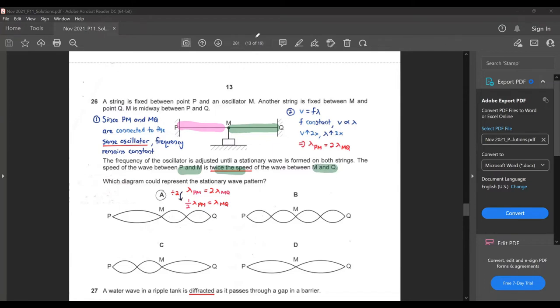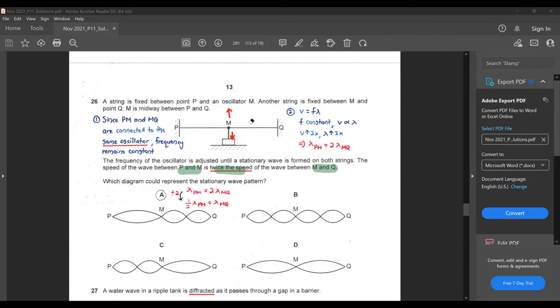Okay, so here what's happening is this. Your oscillator moves up and down. As it moves up and down, it is going to cause a wave to travel in this direction over P and M. It hits the wall, it gets reflected back. So you have incident and reflected wave, you're going to get a stationary wave. The same could also be said for Q and M. As the oscillator moves up and down, it's going to send a wave to this side. It hits the wall, it reflects back. So now you have incident and reflected wave again. By right, you are going to get a stationary wave too. Okay, so that's how you get two different stationary waves on both sides.